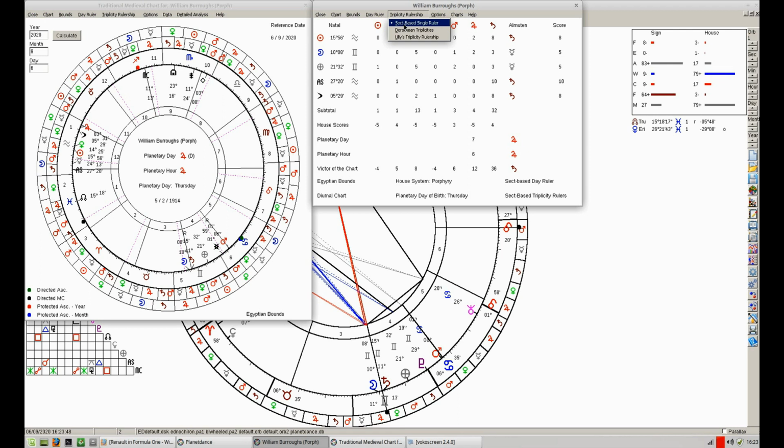So in this case, the triplicity ruler is the day ruler of each of these positions. You can choose Dorothean triplicities, in which case each of the 3, the day, the night, and the participating ruler, will be scored. Or you can choose Lilly's triplicity rulership, which is based on 2 rulers, a day and night ruler. And you can apply the cuspal rule there if you wish.